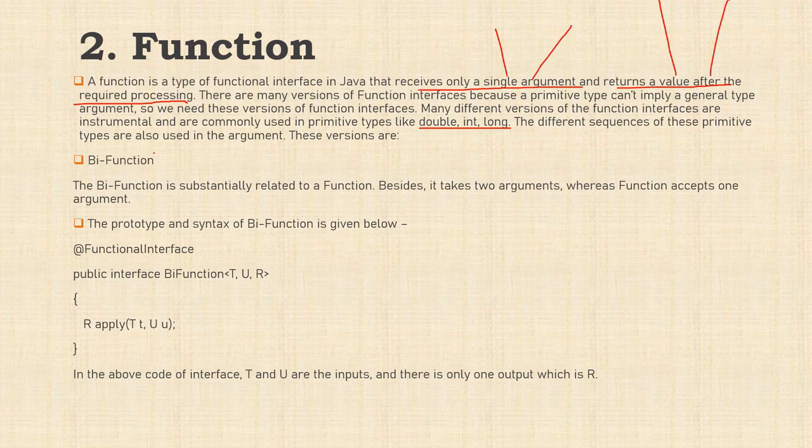The same apply method will be there in Function, but in BiFunction we get two arguments, and it returns a value. But in the case of Function, it gets only one input. Here we have only the code for BiFunction. It's taking two arguments and returning a value, so it may return anything.